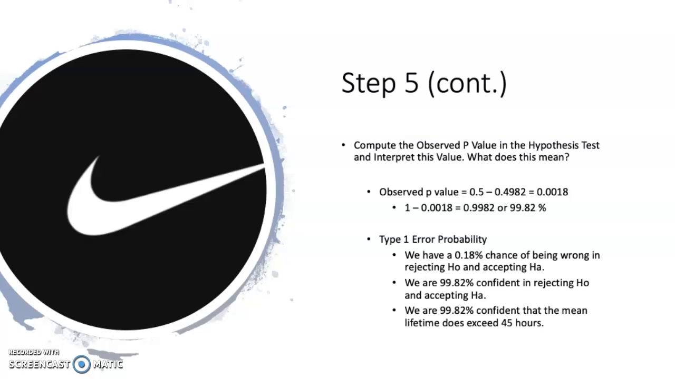In our hypothesis testing, we have a type 1 error probability. In other words, we have a 0.18% chance of being wrong in rejecting H0, which is 45 hours, and accepting HA, which is Nike's claim that their shoe life expectancy is greater than 45 hours. In other words, we are 99.82% confident, so very, very confident, in rejecting the null and accepting the alternative hypothesis. So we are 99.82% confident that the mean lifetime does exceed 45 hours for Nike.